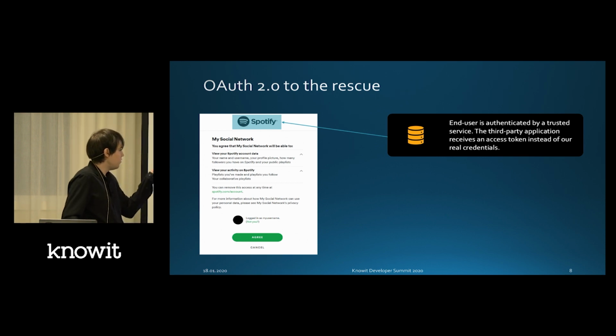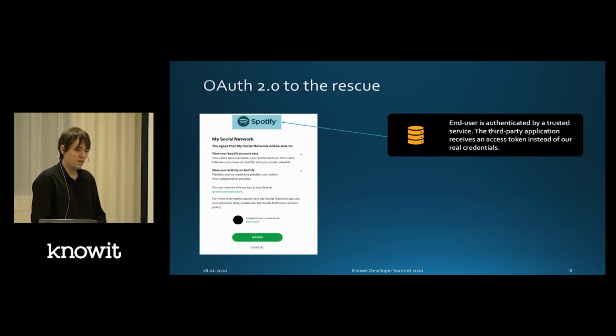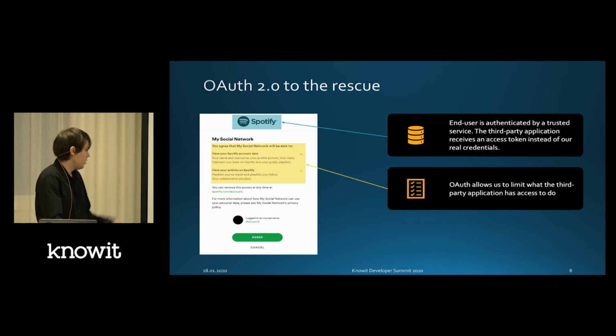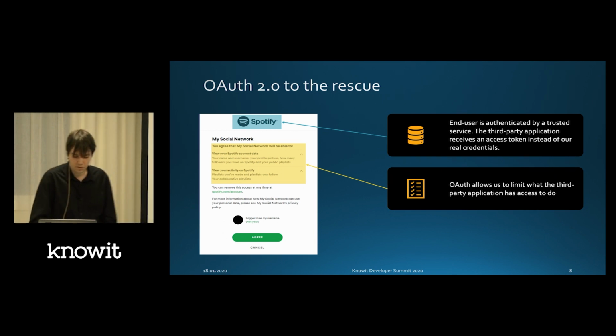And instead of receiving your actual credential, username and password, my social network in this case will just read an access token, which is a limited type of credential in a way. OAuth also allows us to limit which part of the application is accessible. It says here you have to agree that my social network can view your Spotify account data and view activity on Spotify. And you've probably seen lots of those forms already. That's really great because in some services you can choose exactly which grants you want to give.